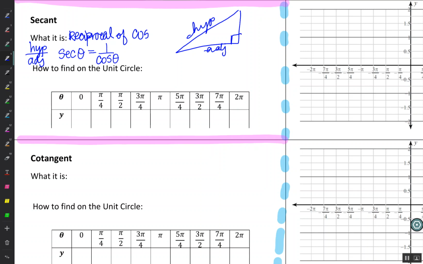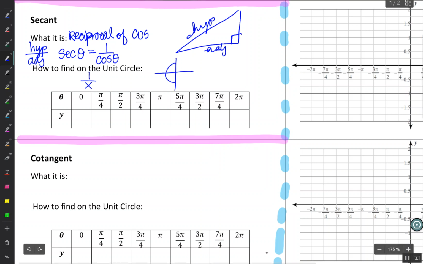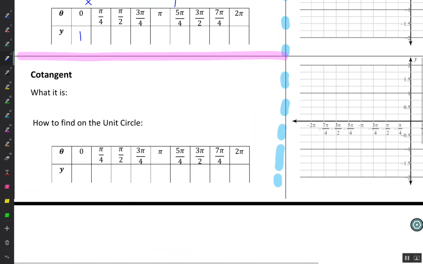So how do we find it on the unit circle? Well, cosine is the x-coordinate, so we're going to do 1 over the x-coordinate. So for example, we draw that little mini unit circle again. The point 1, 0, the cosine is the 1. So the reciprocal of 1 would be 1. Doesn't change. All right, and so then you can do the rest of the t-table using the unit circle to figure out what it looks like.